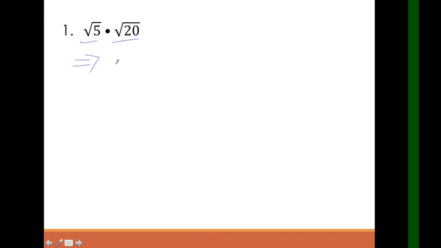So, ang gagawin lang natin is that we will multiply the numbers inside. So, that is 100. And then we will copy the radical sign, which is square root. What is square root of 100? The answer is 10. So, this is our final answer for square root of 5 times square root of 20. Nakakasunod ba? And now, let's have another example.